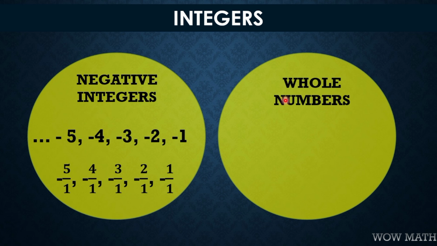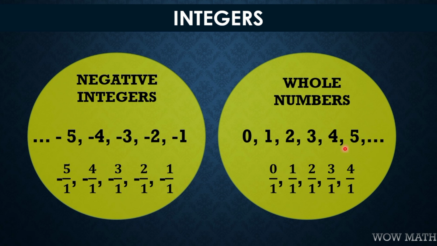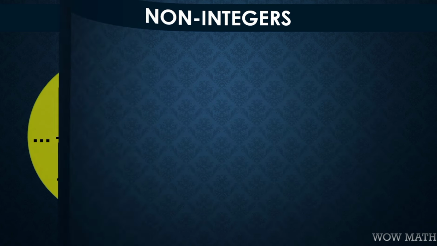Now, under whole numbers, ganon din. I have 0 and positive numbers. So, these numbers can be expressed in the form of a over b like this: 0 over 1, 1 over 1, 2 over 1, 3 over 1, 4 over 1, and so on. Bakit? Because 1 over 1 is still 1, 3 over 1 is still 3. Alright? So, negative integers and whole numbers are examples of rational numbers. Now, let's proceed to non-integers.